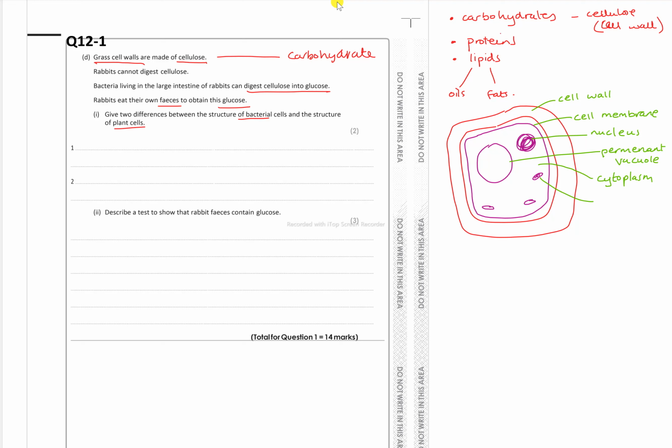You've got a chloroplast, and then you've got, what do we call that? We said that was mitochondria and ribosome. Right. Plant cells have a permanent vacuole and they have chloroplasts.